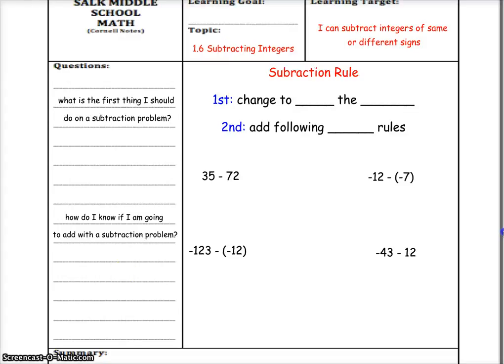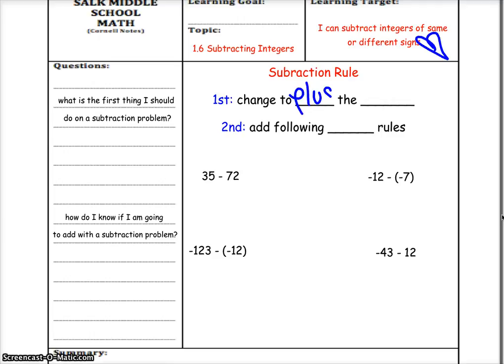Refresh our memories on subtracting integers. Today you are going to be able to subtract integers of same or different signs, as well as fractions, not just integers. Integers are anything that doesn't have a decimal or a fraction. You are going to do all rational numbers as 8th graders. 7th graders do only integers. But you need to refresh your memory.